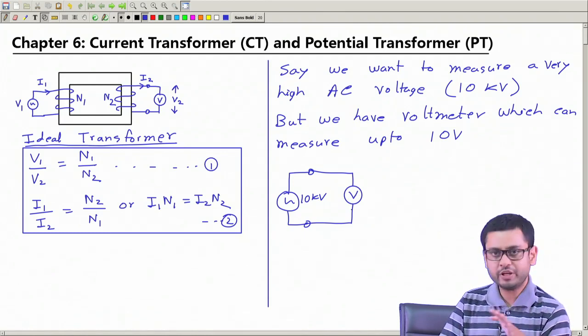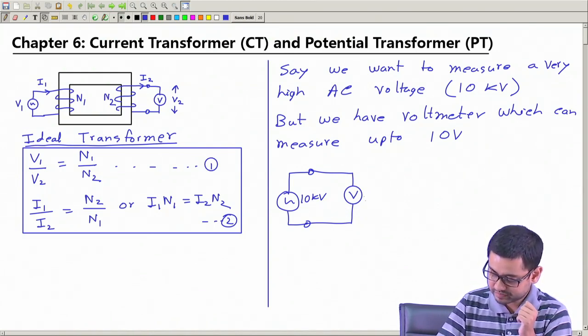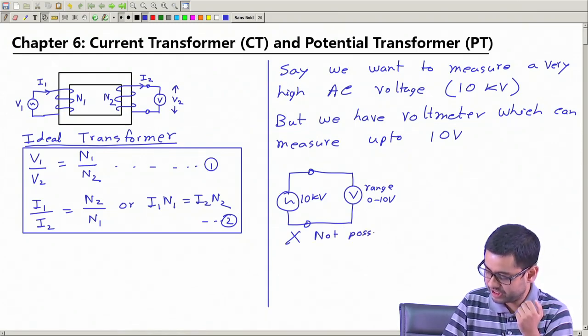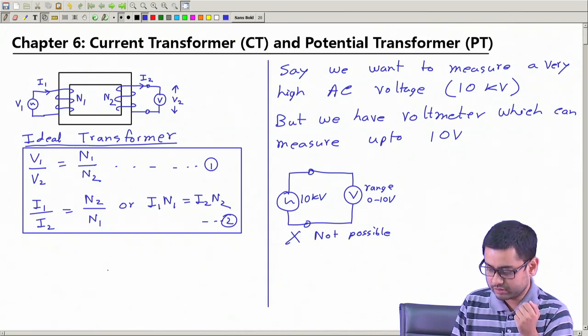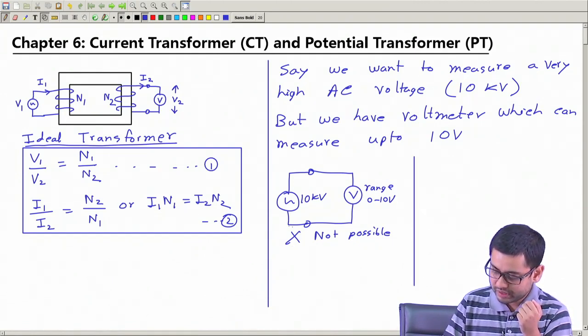That is one thing. Even if it is not damaged, you know that the maximum reading can be only 10 volt. So, the pointer can never indicate 10 kilovolt. So, this is not possible to measure in this way. Now, what can we do? We can use a transformer to step down this voltage to a lower voltage, and then we can measure it.